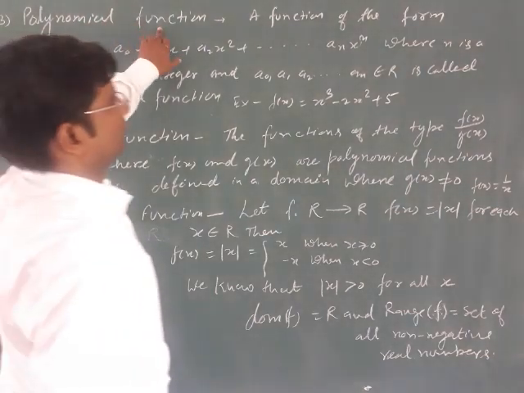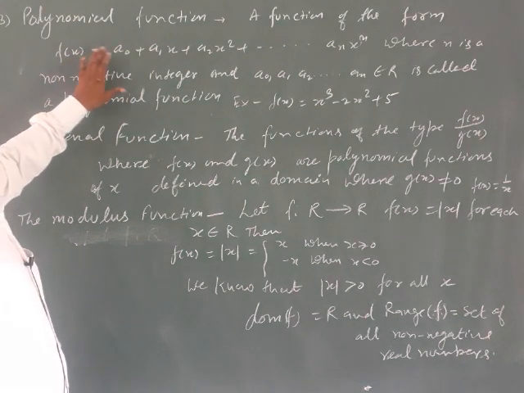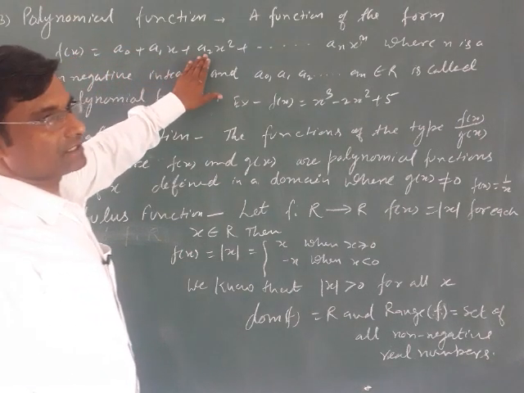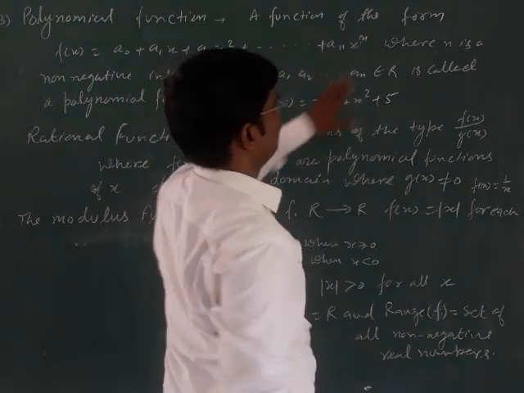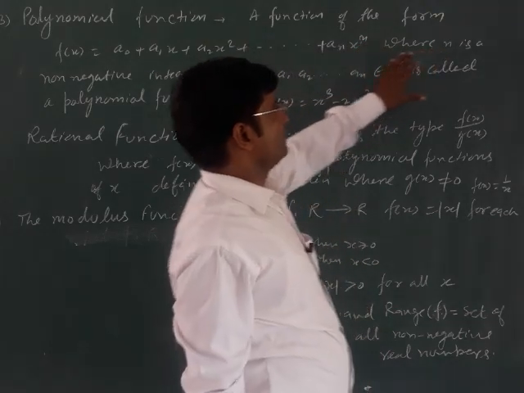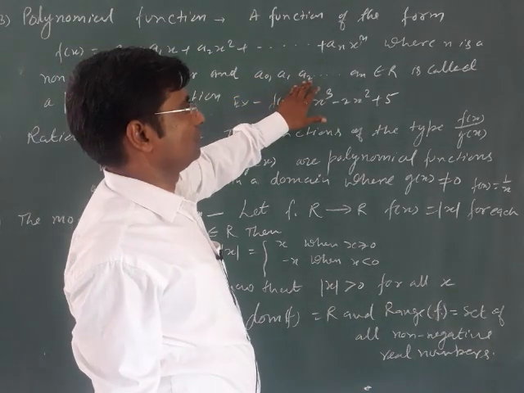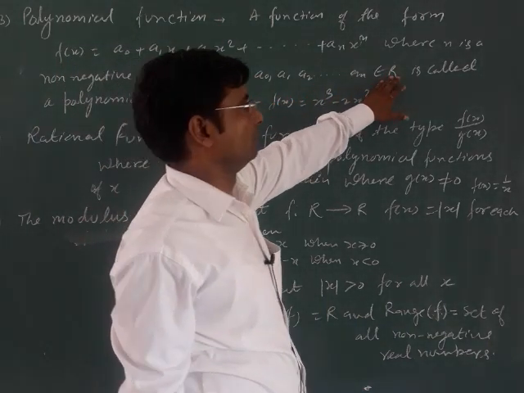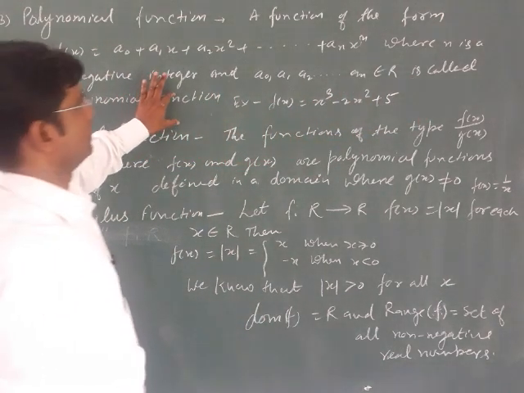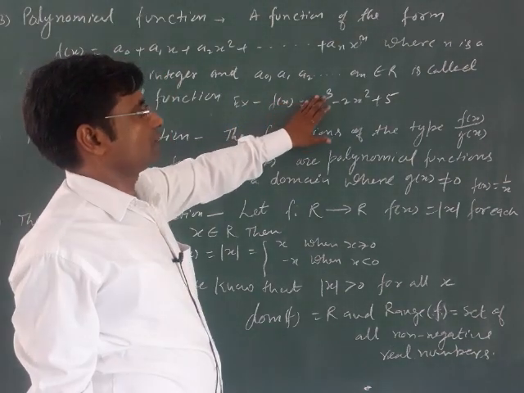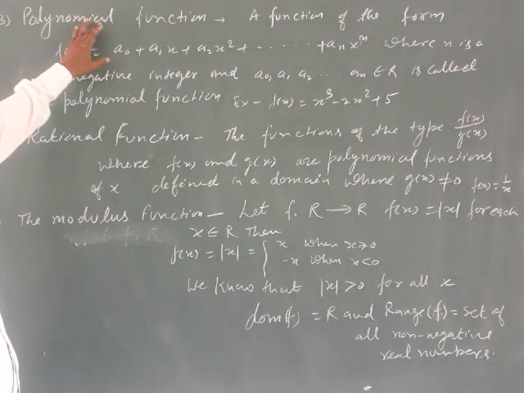Third, polynomial function. A function of the form f(x) = a0 + a1x + a2x² + ... + an xⁿ, where n is a non-negative integer and a0, a1, a2, ..., an belong to the real numbers, is called a polynomial function. So f(x) = x³ - 2x² + 5 is called a polynomial function.